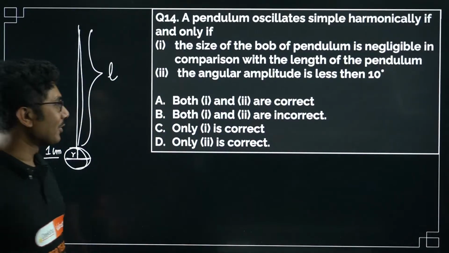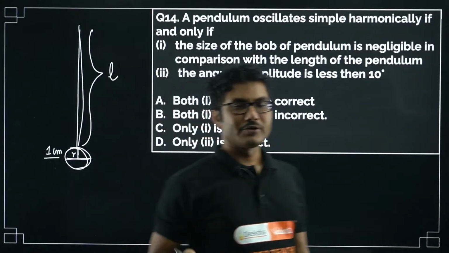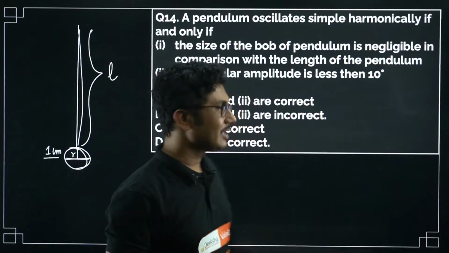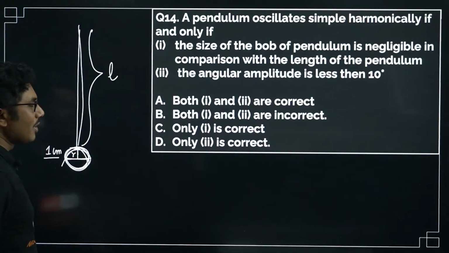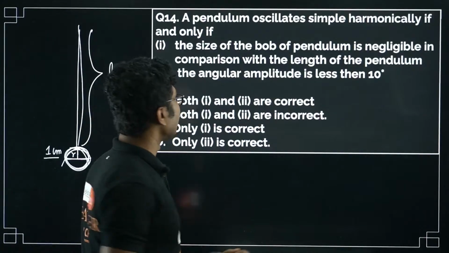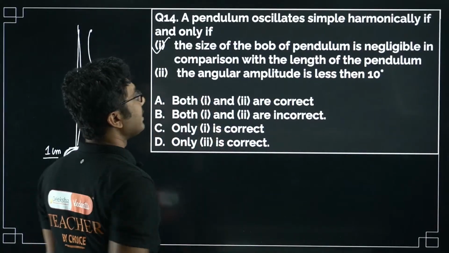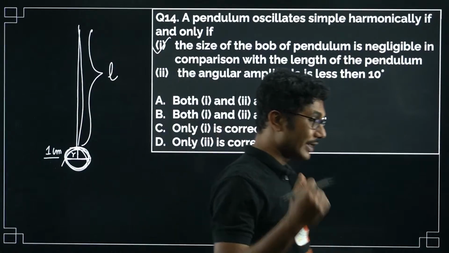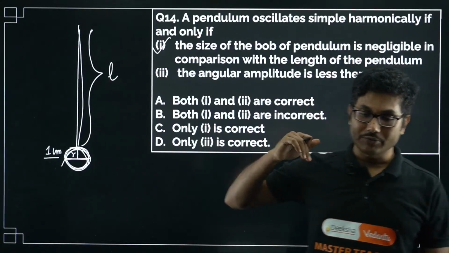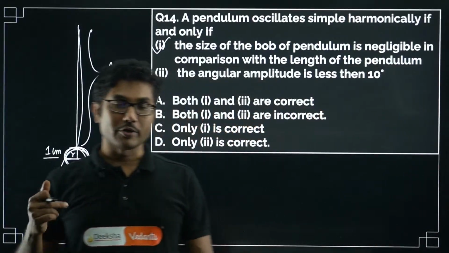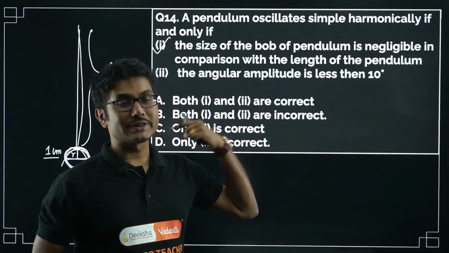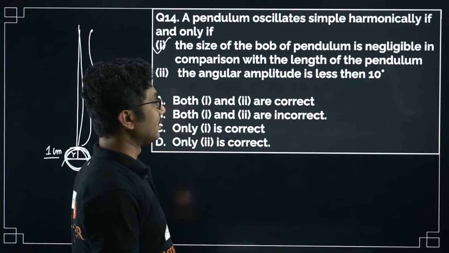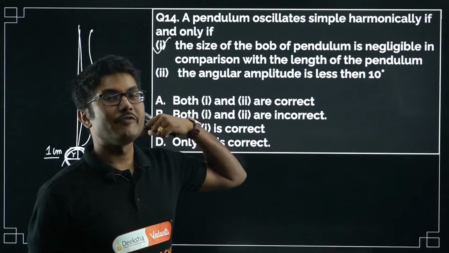So in simple harmonic motion, we always try to measure the length such that we can ignore the size of the bob. The bob should be very small. So this is a correct statement. When we are saying the equation of the simple pendulum, T equals 2π square root of L by g, that experiment ignores the size of the bob because the length should be very high.